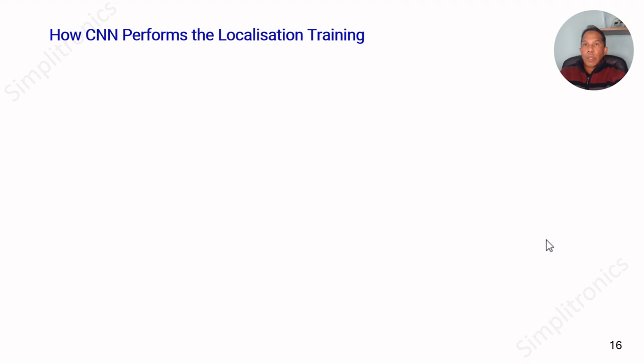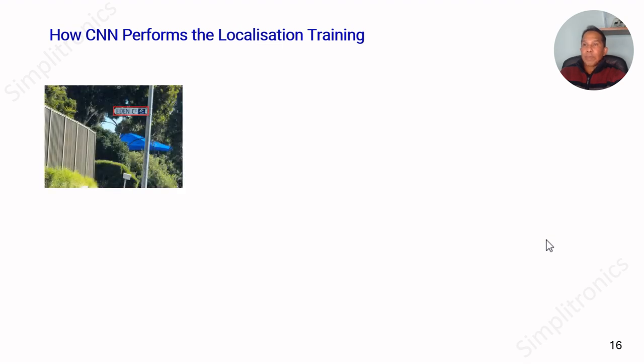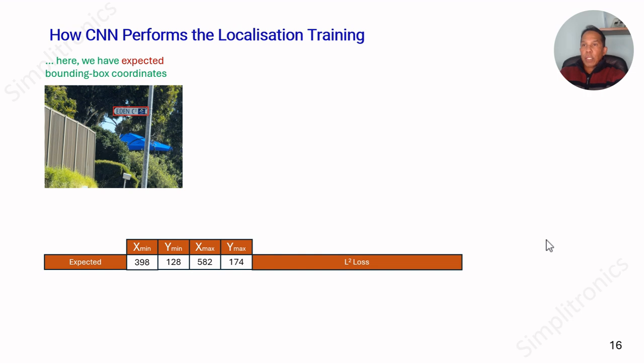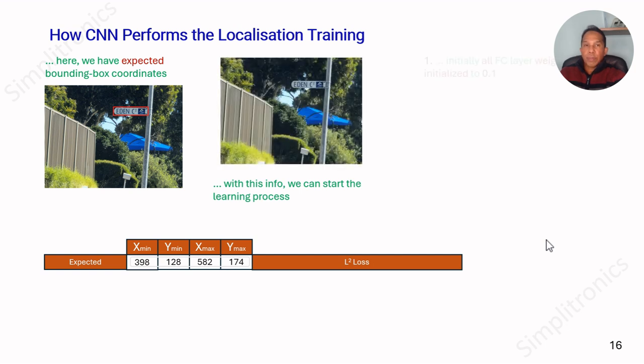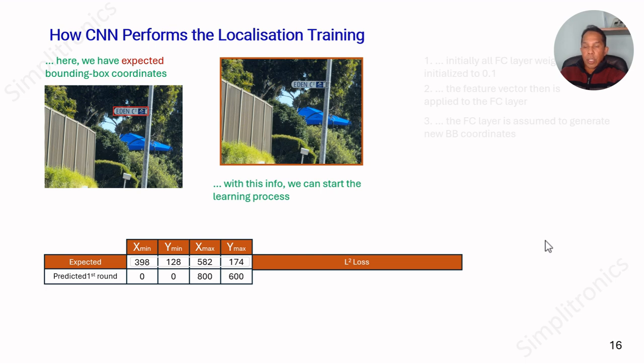How CNN performs the localization training. So here we have expected bounding box coordinates. With this info, we can start the learning process. First, initially all FC layer weights are initialized to 0.1. Then the feature vector is applied to the FC layer. The FC layer is assumed to generate new BB coordinates.